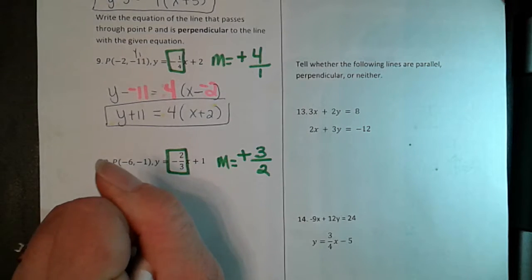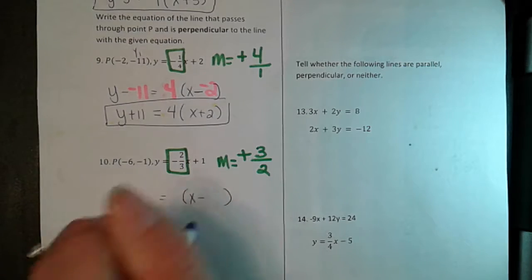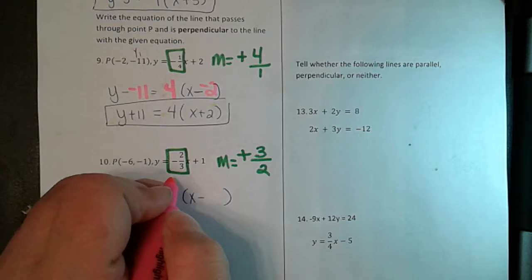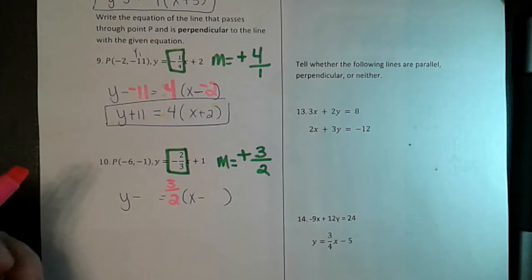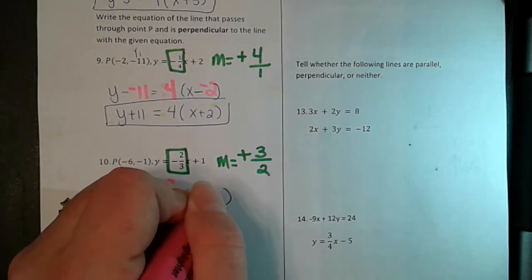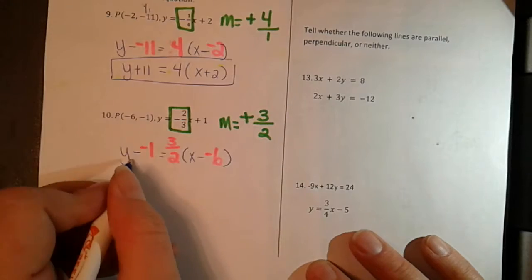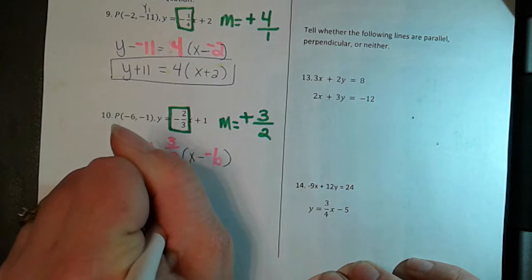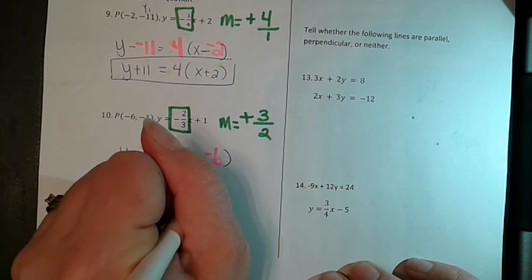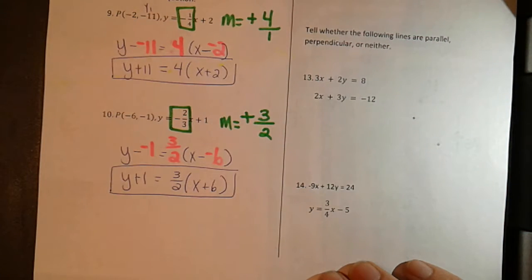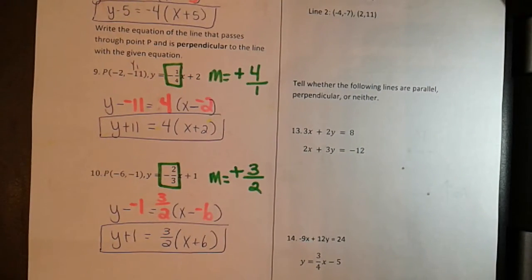y minus y1 equals m times x minus x1. Okay, so we have the slope. That's 3/2. And then y1 is -1 and x1 is -6. And then we just simplify. y minus -1 is really y plus 1 equals 3/2 times x minus -6 is really x plus 6. So there you go. That's how you write an equation that's perpendicular or parallel to a line in point-slope form.